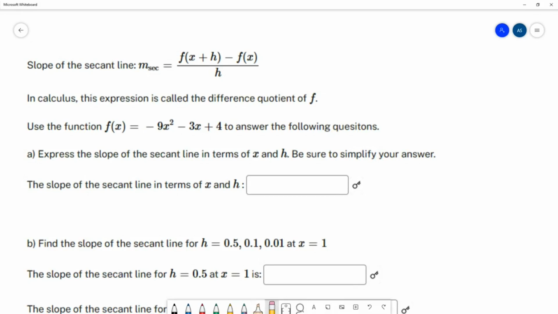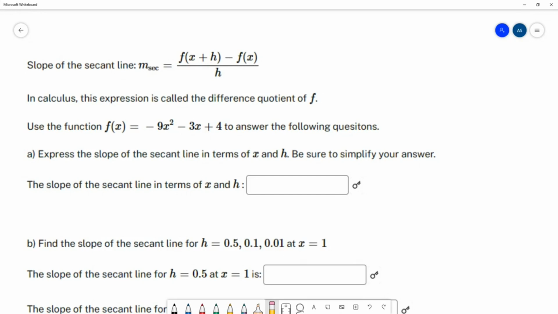I want to work through this question. Give some details at the beginning about the slope of a secant line. The slope of a secant line can be calculated using this difference quotient formula, f of x plus h minus f of x over h.